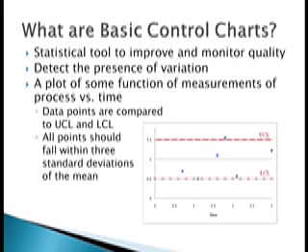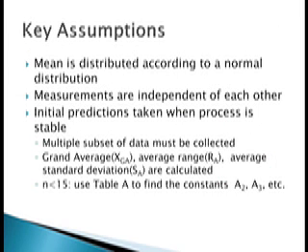Data points are compared to the UCL, the upper control limit, and the LCL, the lower control limit, and all points should fall within 3 standard deviations of the mean. Some key assumptions. First, the mean is distributed according to a normal distribution. Second, the measurements are independent of each other. And finally, when the process is stable, multiple subsets of data must be collected.